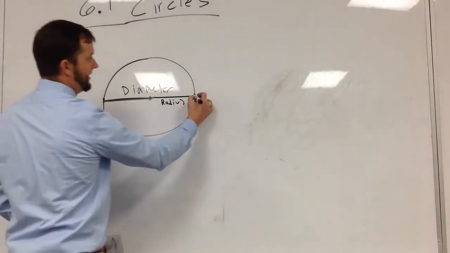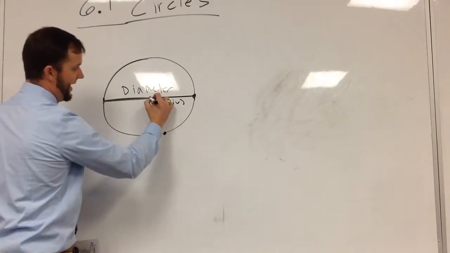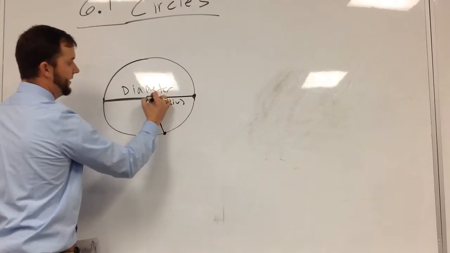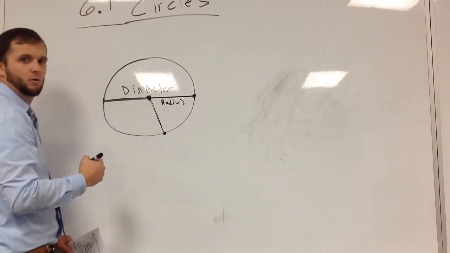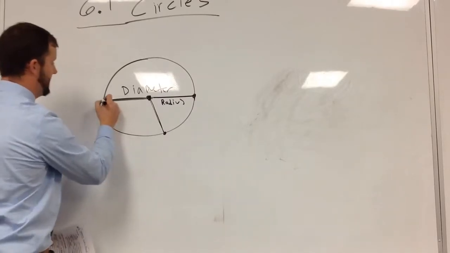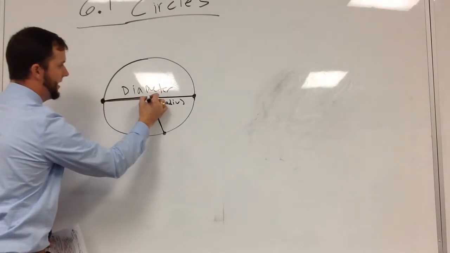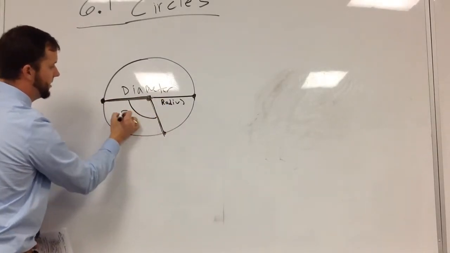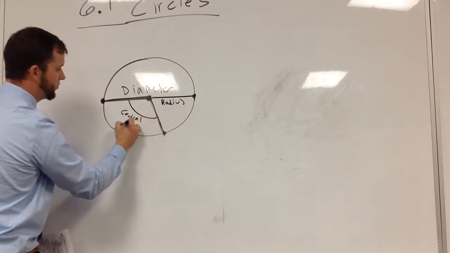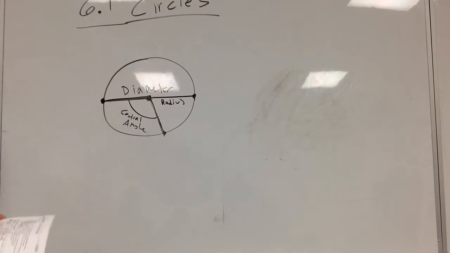So if I was to take this point right here, put a point down here, and draw an angle from the center, if it includes the center, this is known as the central angle. So again, if I create this, I have this point right here to this point right here, this angle includes the center. So this is known as a central angle. It's including the center.